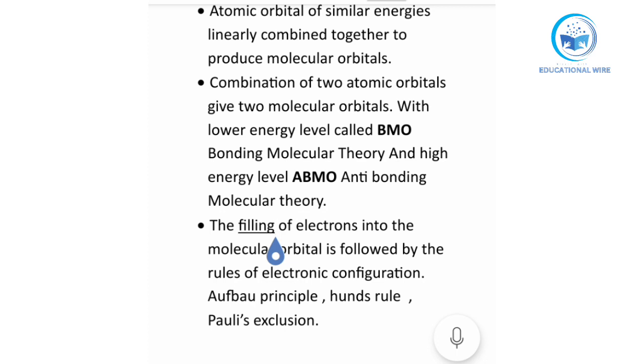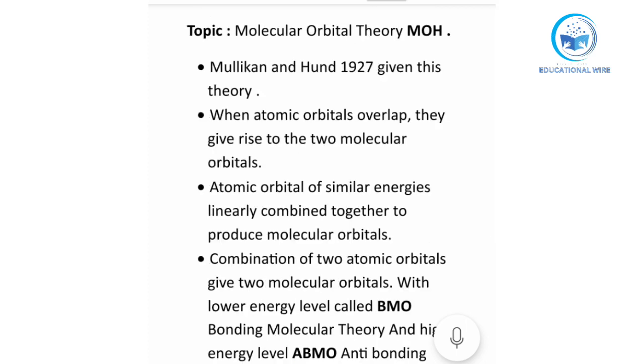the filling of electrons into the molecular orbitals follows the rules of electronic configuration. To fill the electrons in molecular orbitals, these rules will be used: the Aufbau principle, Hund's rule, and Pauli's exclusion principle. These rules we have done already. So let's take an example of H2.